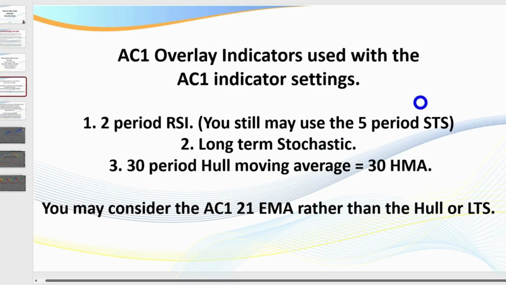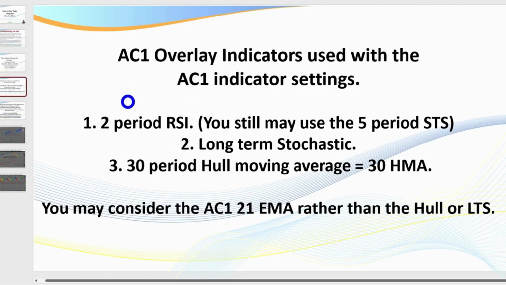from the anchor chart 1 on the overlay chart, which can be a bit wavy and a little more jagged in no man's land particularly. So I do prefer the 2 RSI, and it turns at exactly the same spot as the 5-period short-term stochastic. I also want to overlay the long-term stochastic from my anchor chart 1.